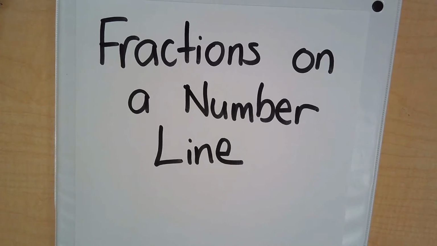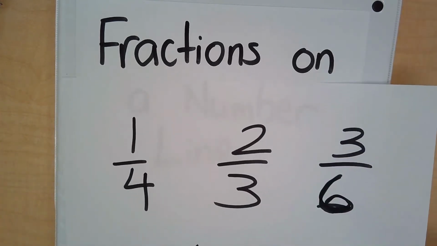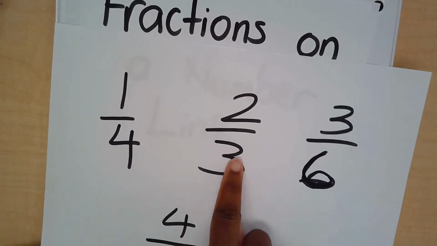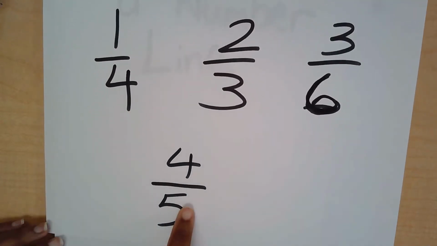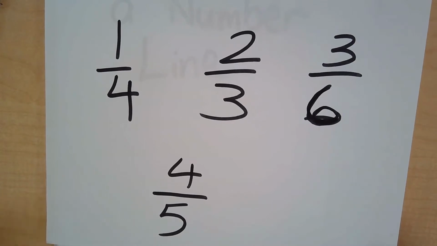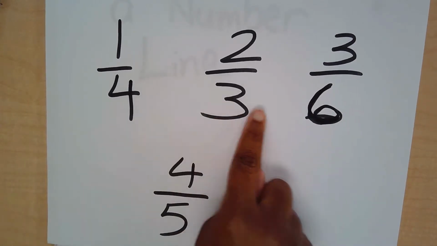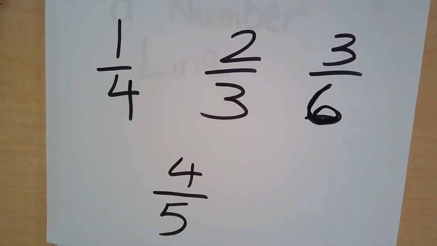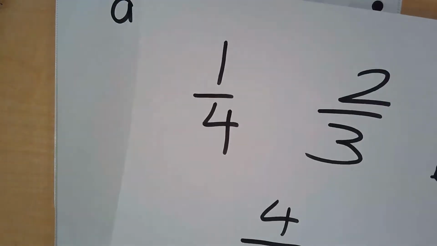Now, these are examples of fractions right here. We have 1/4, 2/3, 3/6, and 4/5. These are all examples of fractions. And guess what? I'm going to show you today how each of these fractions can be represented on a number line. Are you ready? So let's look for 1/4.